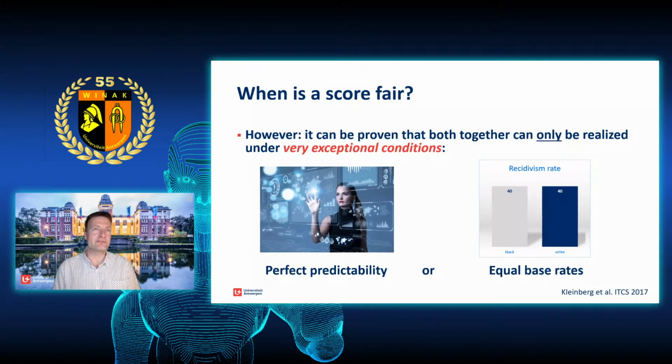Unless the human gives a perfect prediction every time, there will be either a bias in the errors that he or she is making, or the decisions will not be calibrated. So he or she will assign a risk that is too high or too low, depending on the ethnicity or gender of a person. So that's one part of the answer.